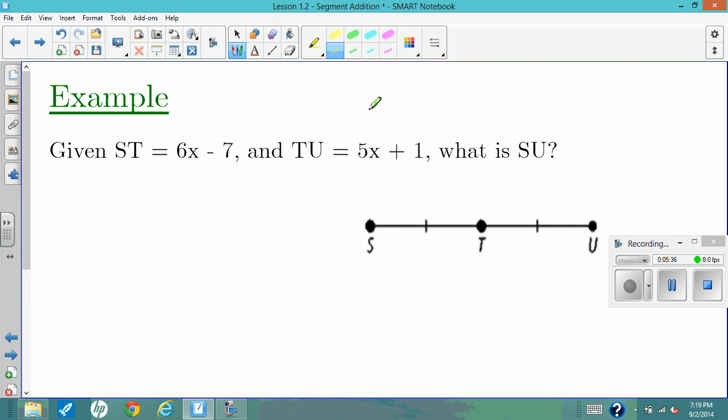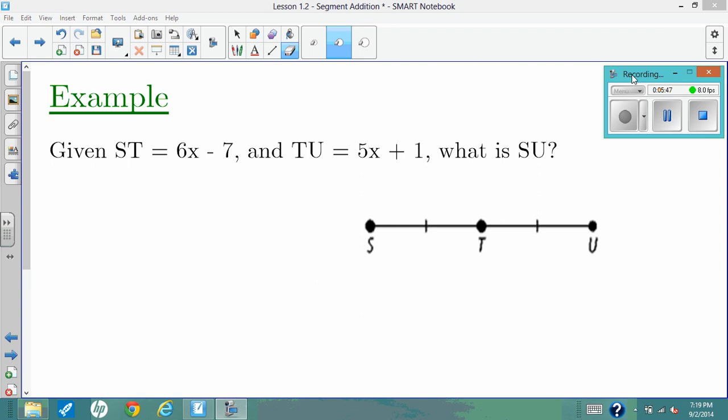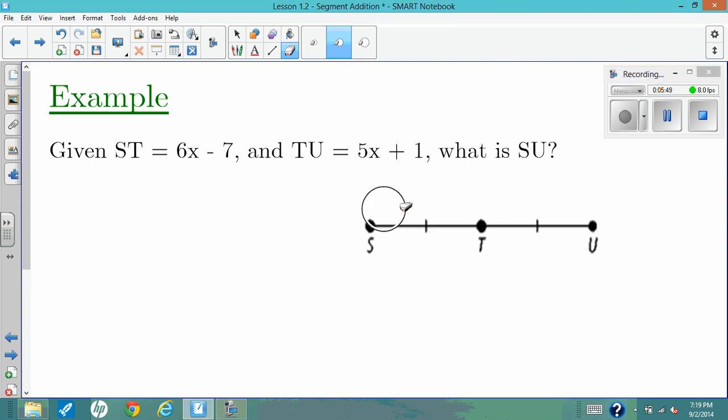So pause the video, try this example on your own, and see if you can find what the length of SU is. So just like in the previous examples, we're going to label our picture. ST is 6x minus 7. TU is 5x plus 1. And we're looking for the length of the entire segment.